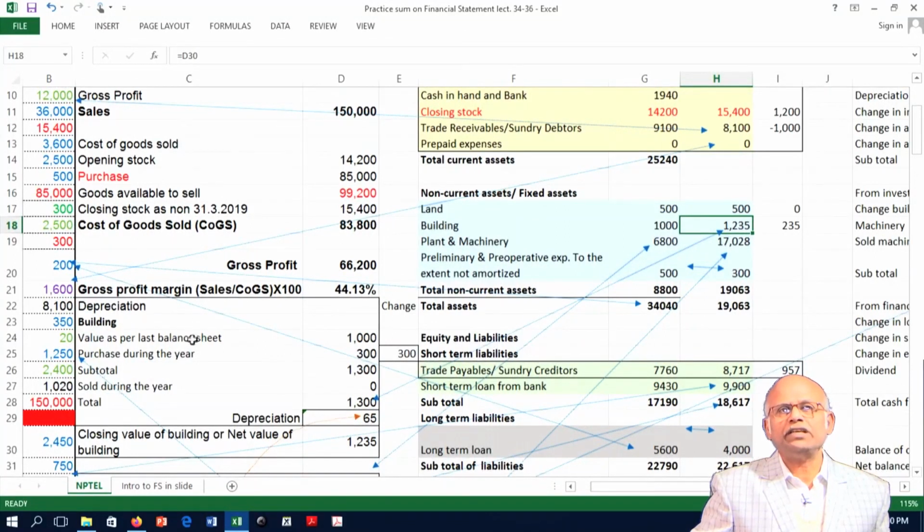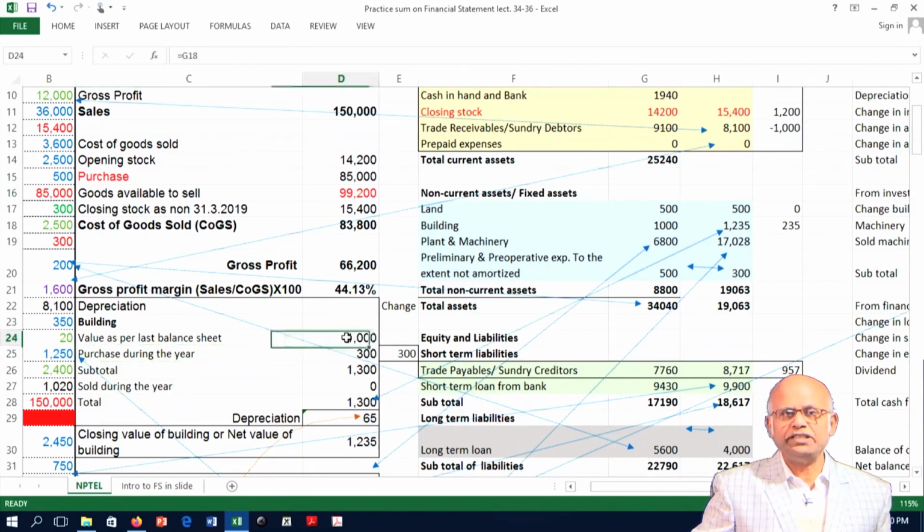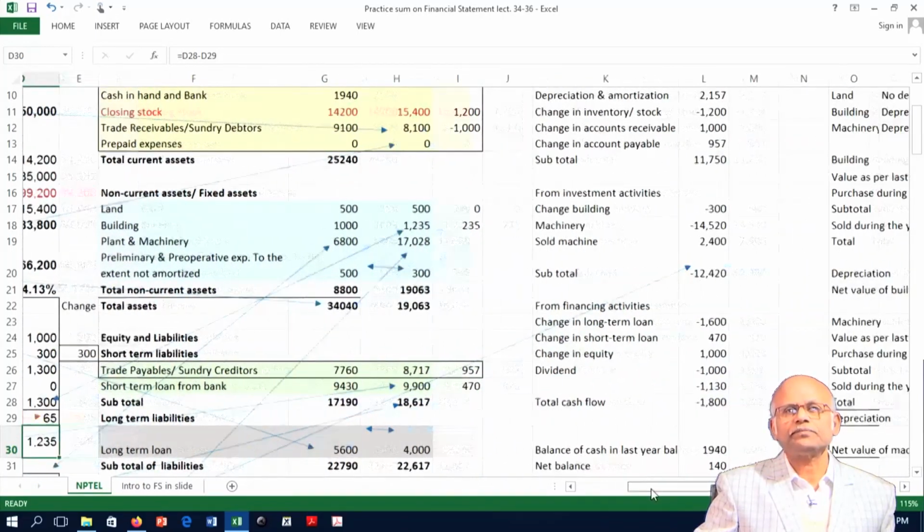Building value as per last year's balance sheet was 1000. We have made some fresh construction, that was 300, that is added to the previous year's value, total became 1300. So, we have depreciated that at 5%, which is only 65 rupees. So, you deduct 65 out of 1300, book value or net value becomes 1235, that comes to the balance sheet.